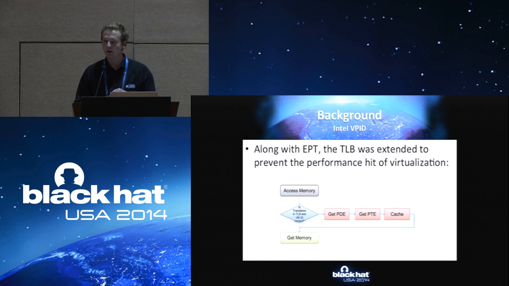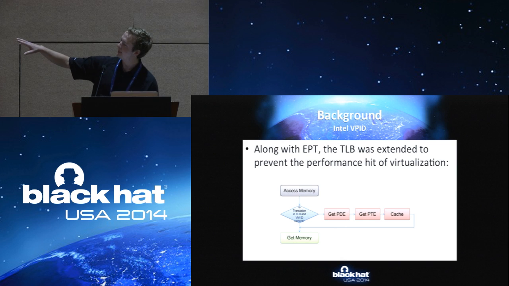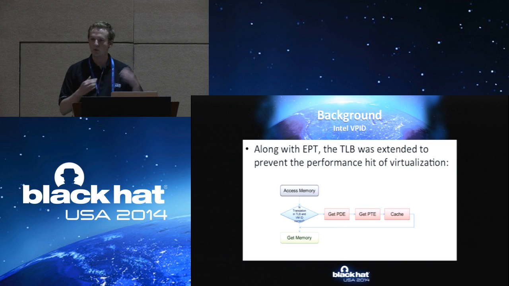So now our lookup diagram looks kind of like this. You access memory. Is the translation in the TLB and the VM IDs are correct? If so, fantastic, get your memory. Otherwise, go through and walk this. In between the get PDE and the cache stage is going to be walk EPT. So this is going to be another set of page tables that you're going to go through. But for simplicity's sake of the diagram, I'm just going to leave it like this.